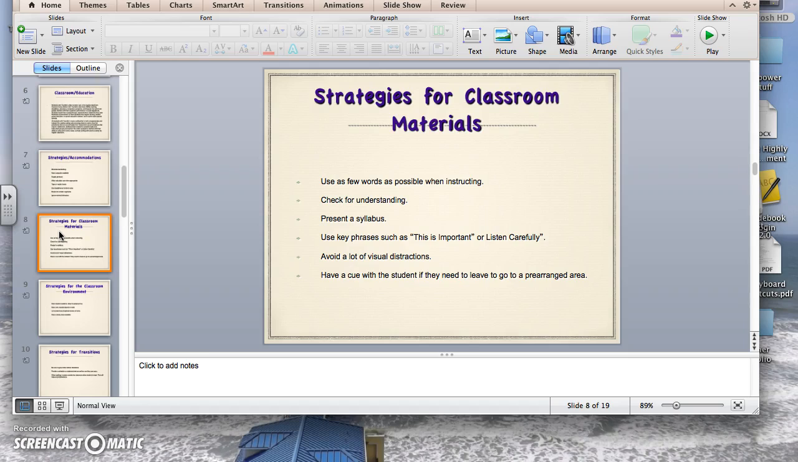Strategies for materials: use as few words as possible when instructing. Check that they have an understanding of what you're saying. Present a syllabus, if possible. Use key phrases such as "this is important" or "listen carefully." Avoid a lot of visual distractions and have a cue for the student if they need to go to a prearranged area.